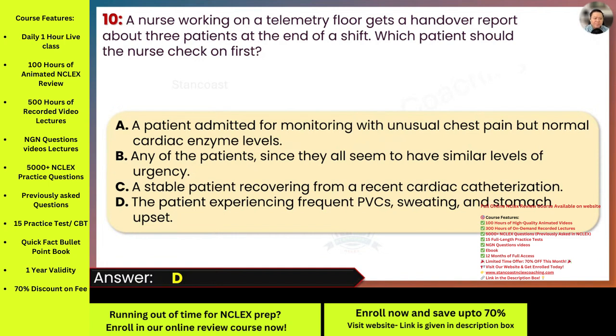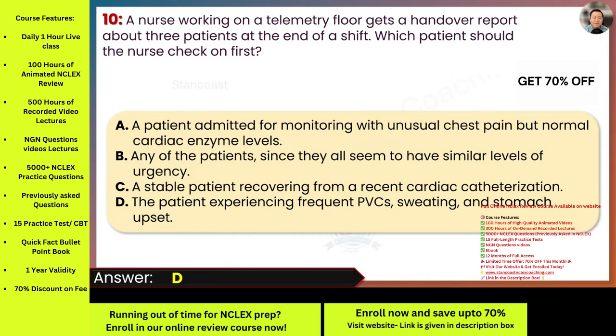Now, what about letter C? A stable patient recovering from a recent cardiac catheterization. Why is this wrong? Well, the word stable simply means that there's no active complication, so this patient is not in immediate danger. We know that the patient has had a cardiac catheterization, but then again, there's no indication of instability. And the client that we have in letter D has more manifestations that signal that the patient may have an impending cardiac event.